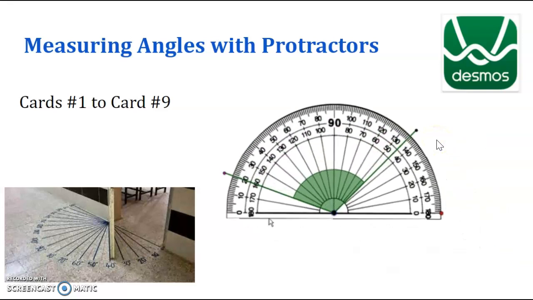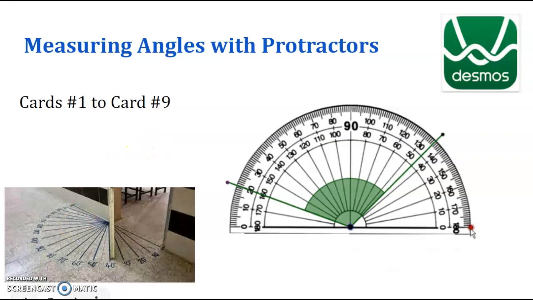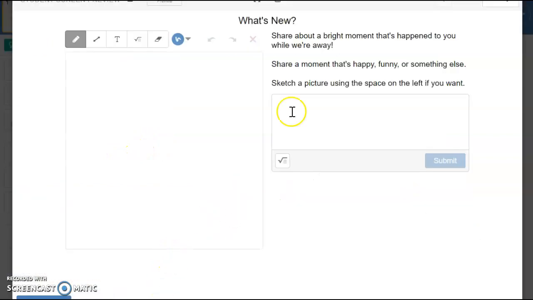Okay, so please work on the Desmos cards number 1 to 9 right now. Card number 1 is just to check in. Share about a bright moment that happened to you while we were away. Share a moment that's happy, funny, or something else. Sketch a picture using the space on the left if you want. It can be a happy thing or a funny thing or anything else you want to share with your classmates. And I will share anonymously unless you specifically say, I don't mind sharing it with my name.